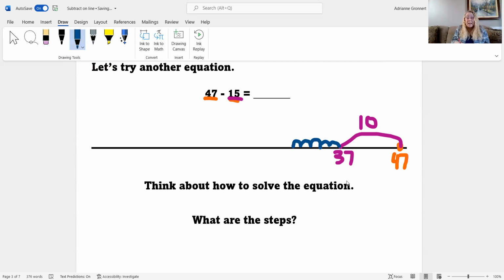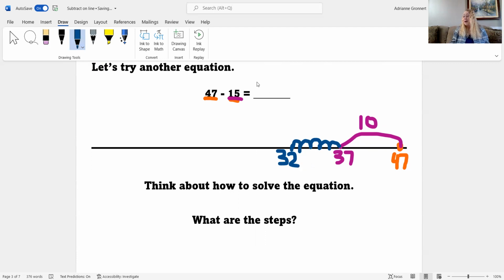Have you been marking all of this on your number line on your paper? I hope so. If not, make sure you get it all on your paper. And let's get ready to count backward. Ready? Let's do it. 37, 36, 35, 34, 33, 32. I just found where I landed.